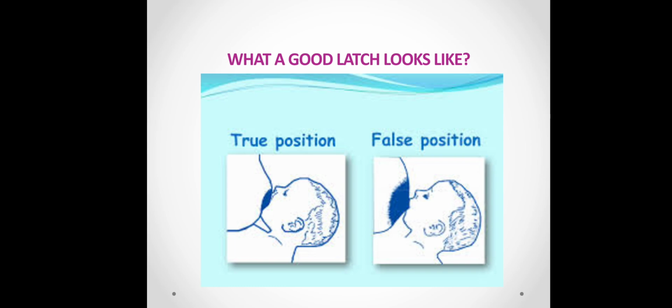So, what does a good latch look like? This is a good latch. As you can see here, the chin touches the areola, and half of the areola is not very visible because the baby has it in the mouth, and the nose is toward the top. So the head, the chin, and the nose touch. With a poor latch, not much milk is taken by the baby. You need to make sure the baby has a good latch so the baby gets enough milk.